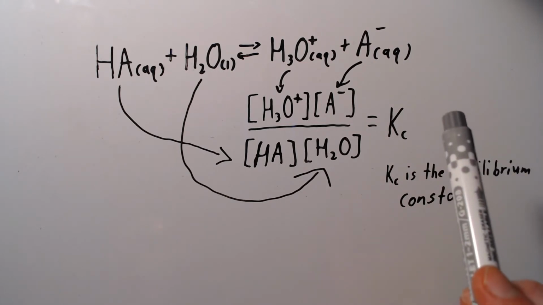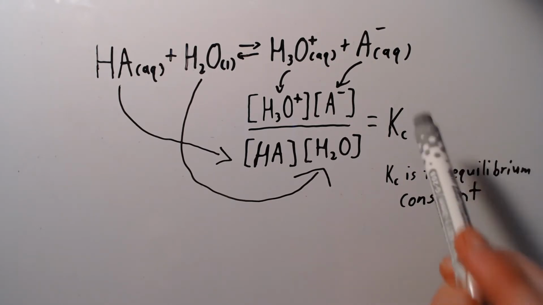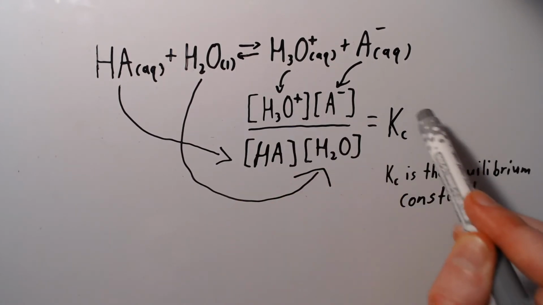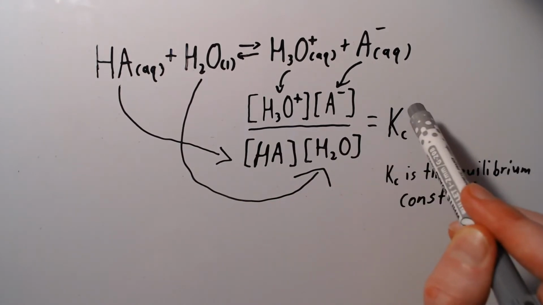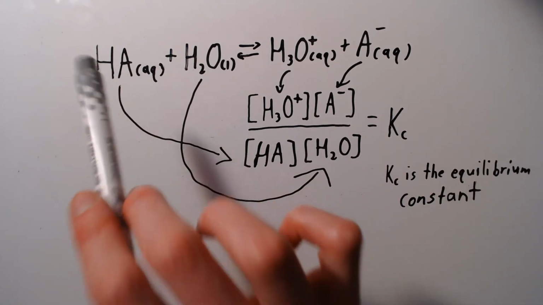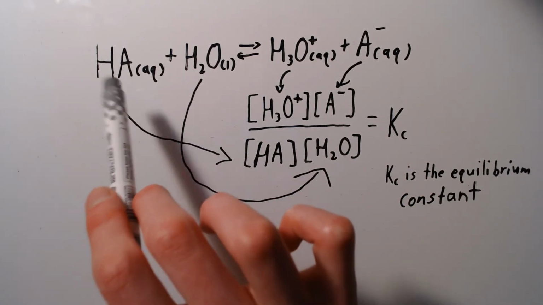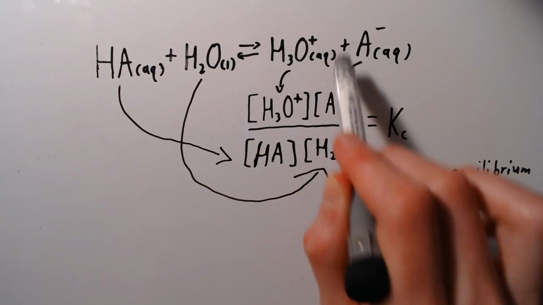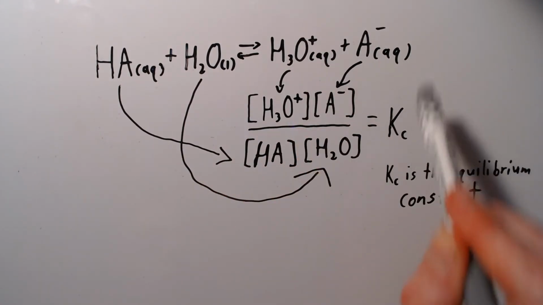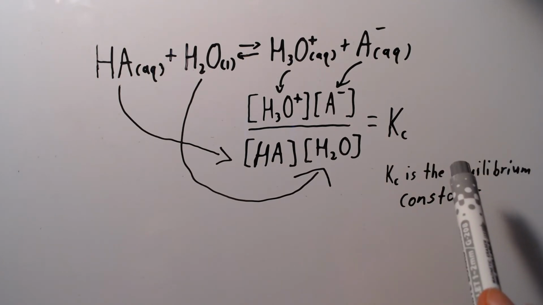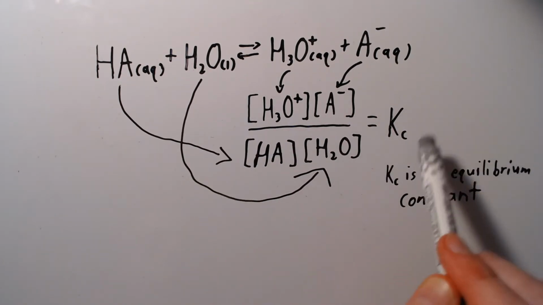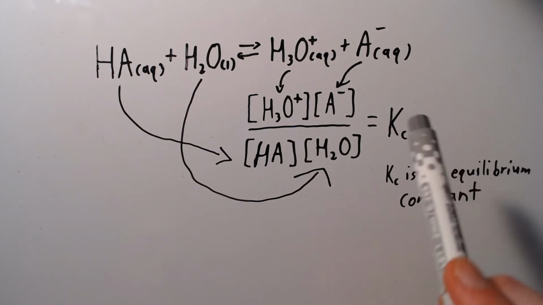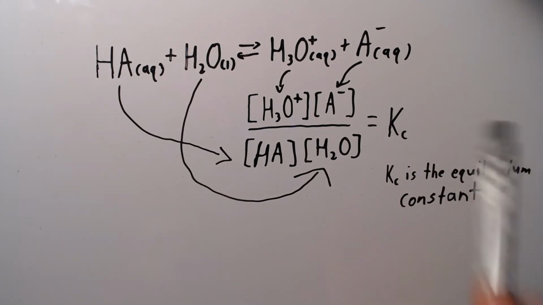And if that's the case, if there is more of this H3O plus and the Kc is higher, then this acid is stronger, because that means that it dissociated more to produce more of this H3O plus, raising the value of the Kc. So a higher Kc equilibrium constant means that the acid is stronger because it dissociates better.